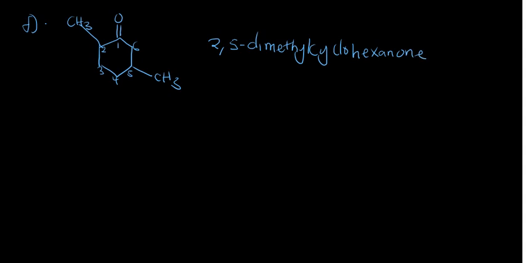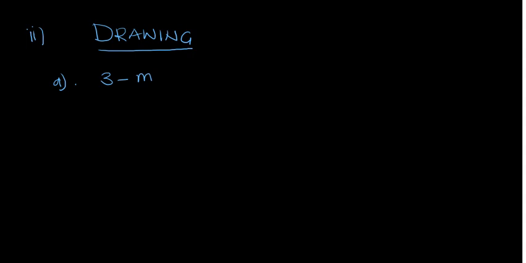So now let's move on to part 2 of question 1. Part 2 of question 1. This one involves drawing. We are given the name, now we are going to draw. So first question, we'll draw. They said draw 3-methyl butanal.